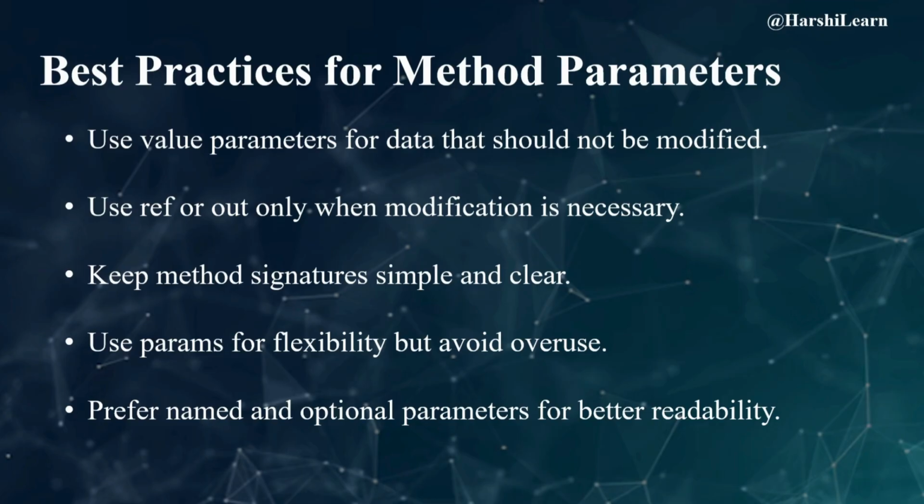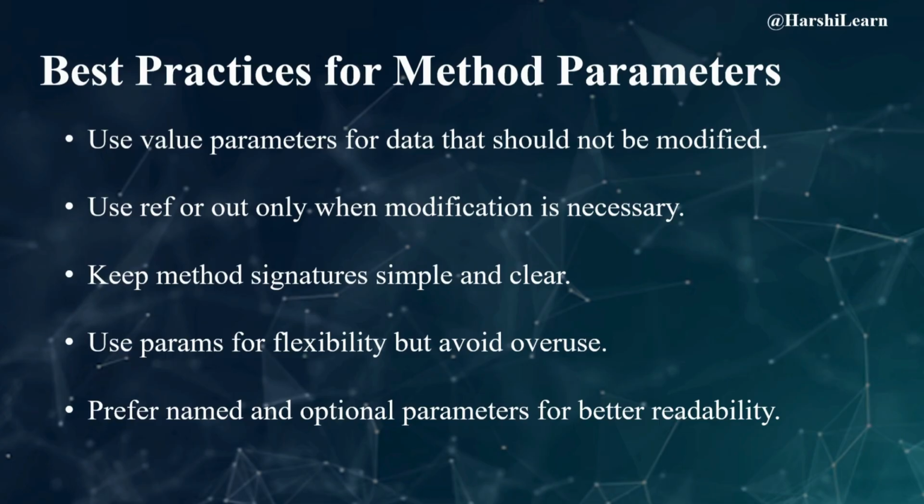And the next one is use ref or out only when necessary. If a method needs to modify a variable and reflect the change outside the method, use ref or out. But be cautious because overusing these can make the code harder to understand and debug. Next one is keep method signatures simple and clear. Methods should be easy to understand and read. So avoid too many parameters. If you find yourself passing more than 3 or 4 parameter values, consider using an object to group related data together.